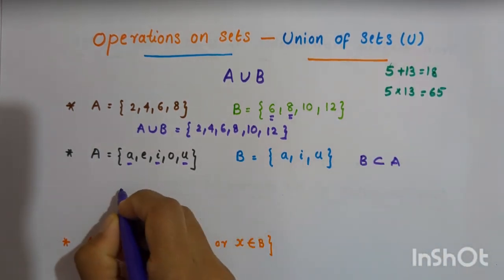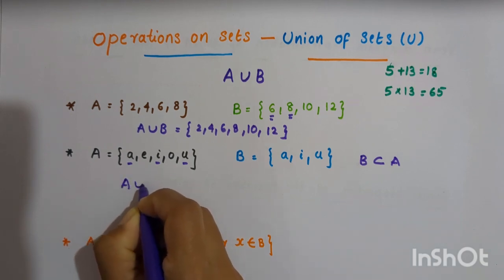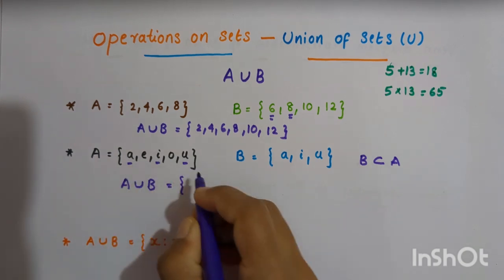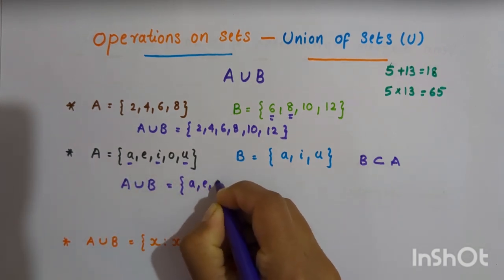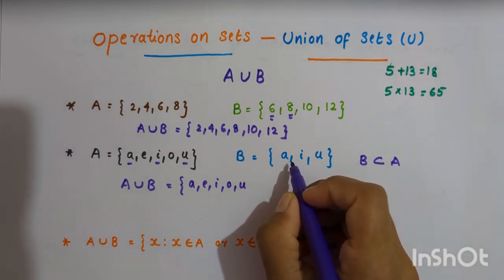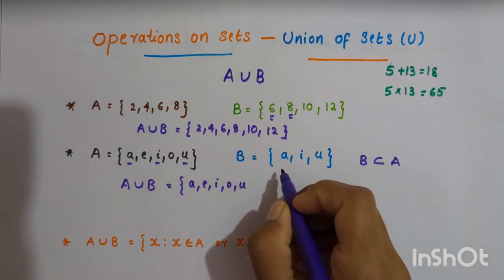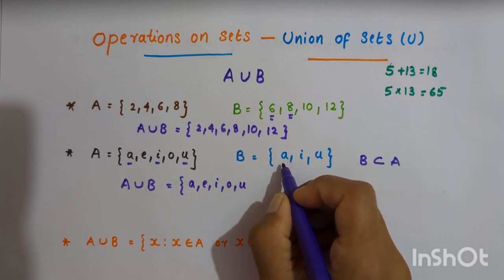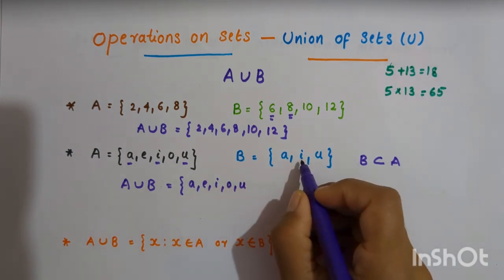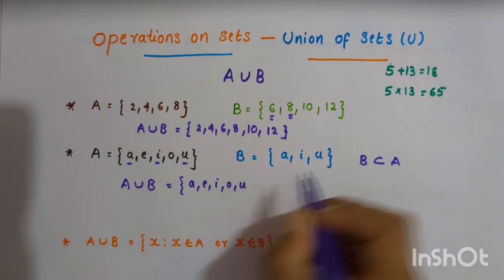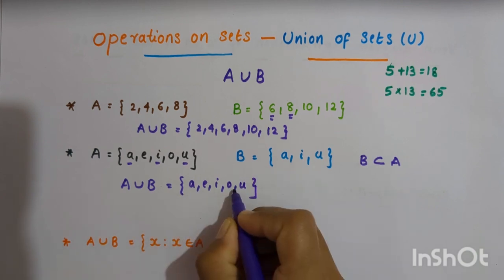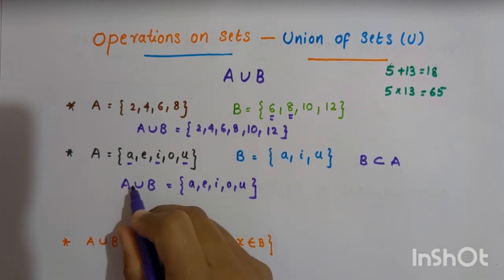Now, if we find A union B, we have to write all the elements of A: A, E, I, O, U, and we have to write all the elements of B as well. But the common elements are taken only once. So, when we consider the elements of B, A is already written here, no need to write it again. I is already written here, no need to write it again. U is already written here, so no need to write it again. So, this is the set which is equal to A union B.